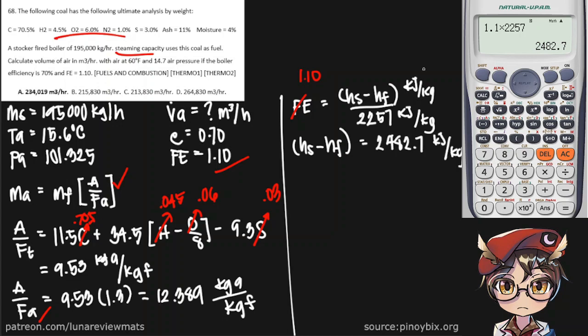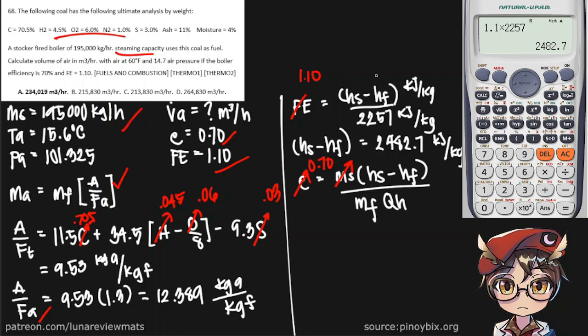kilojoules per kilogram. We are also given our boiler efficiency of E, and it has this formula. All right, so E is 70% or 0.7. We are also given our mass flow rate of the steam right here. We already have our enthalpy difference, which is right here. We need to find our mass flow rate of the fuel. We need it here. And we still don't know our higher heating value.